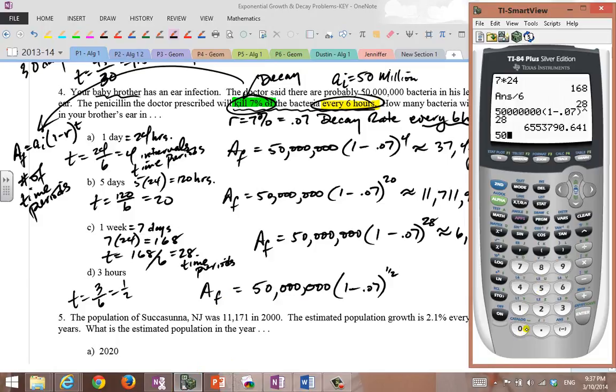50 million, 1, 2, 3, 4, 5, 6, times quantity 1. Whoops, going to go back here. I got to put a minus sign. Make sure, again, you punch the right thing. Take it to the half power, 0.5. Look at that. There's 48 million left, okay, because it takes time for it to work. 48,218,000.